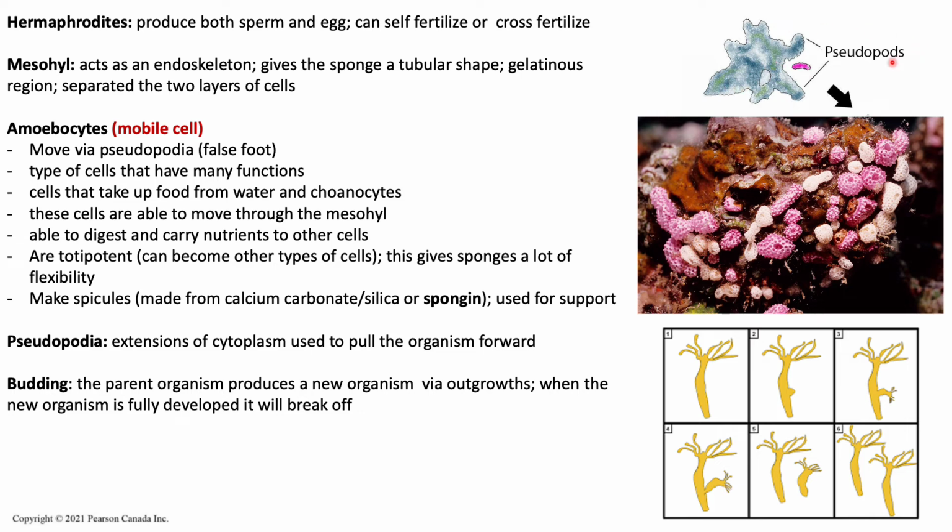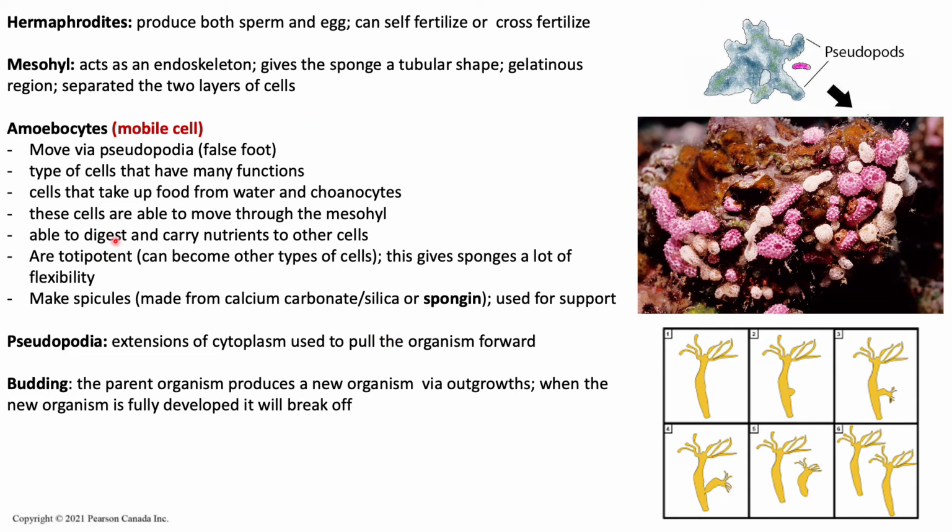Now, the mesohyl, why do we have that mesohyl? It's not only an area for the amoebocytes to move, but it also acts as an endoskeleton and gives our sponge that tubular shape. And once again, it's that gelatinous region separating the two layers of the Porifera.